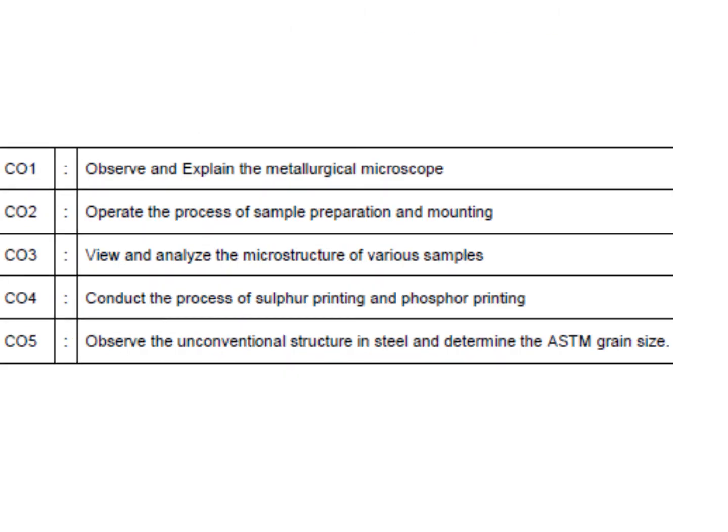And these are the course outcomes of this lab, Elements of Physical Metallurgy Lab: observe and explain the metallurgical microscope, and operate the process of sample preparation and mounting. The third course outcome is to view and analyze the microstructure of various samples. The fourth one is to conduct the process of sulfur printing and phosphorus printing. And the fifth one is to observe the unconventional structure in steel and determine the ASTM grain size.